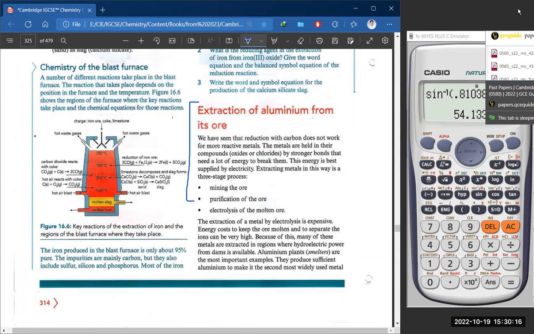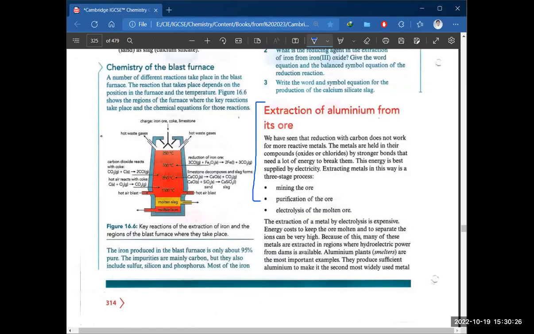Sir, I can't see the book. You can't see the book? All right. Now can you see the book? Yes, sir. Start reading.